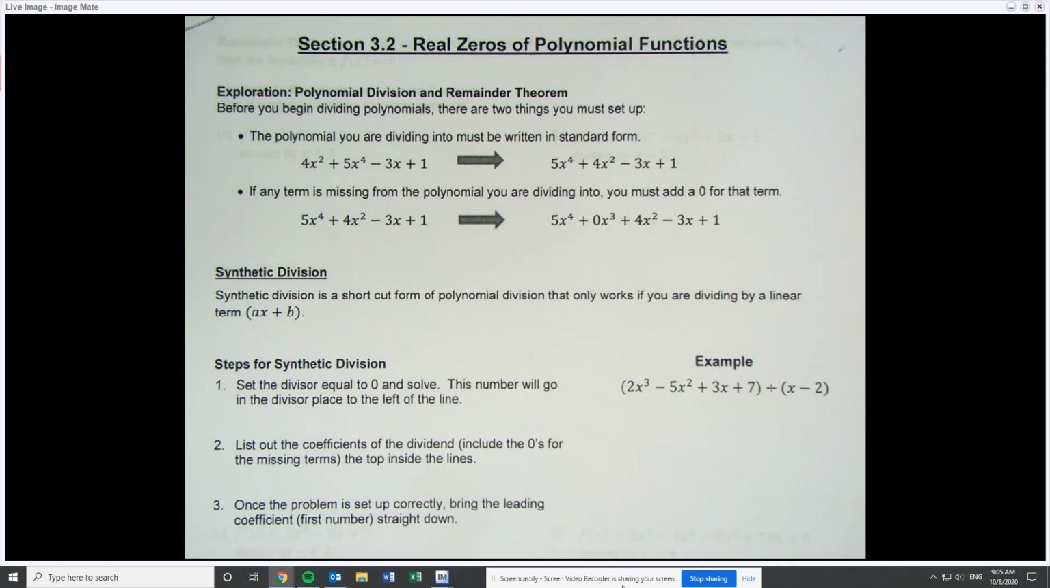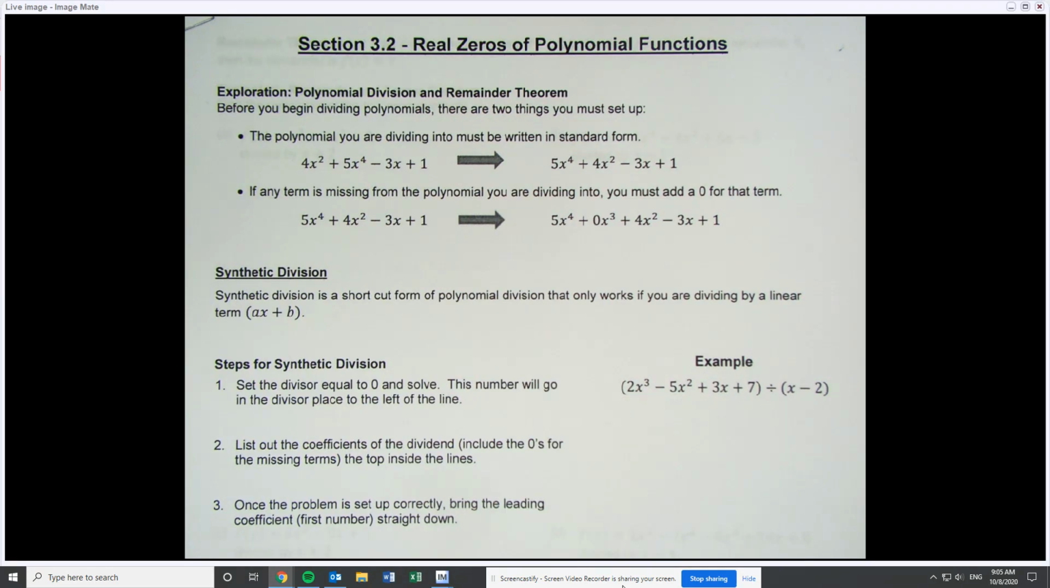Today, we are going to continue talking about polynomial functions and focus in on the real zeros of a polynomial function. Now, I mentioned real here because there are two types of zeros that we're going to deal with. Today, we're talking about real zeros. Next time, we'll talk about complex zeros, and each one is special in its own way.